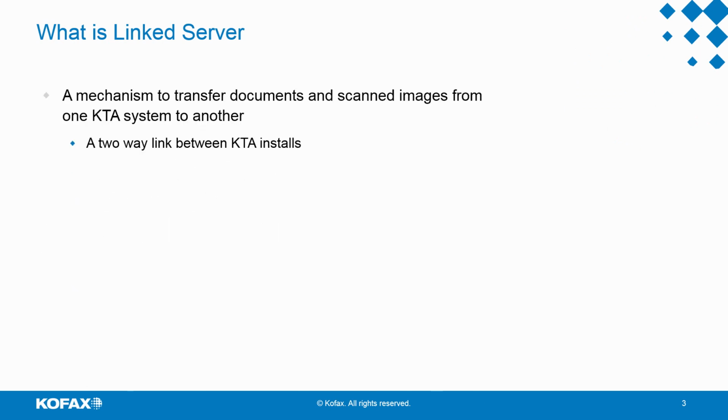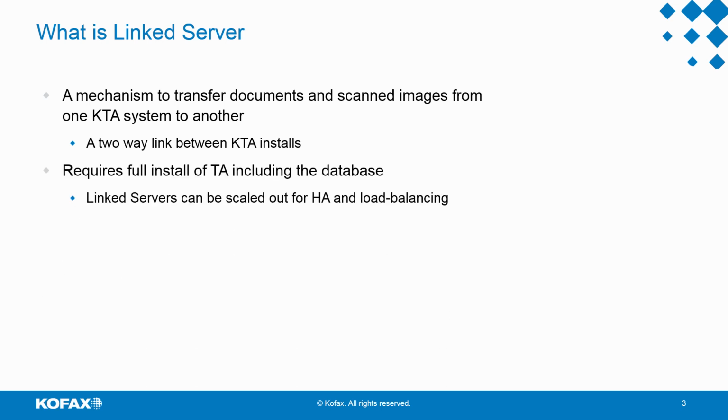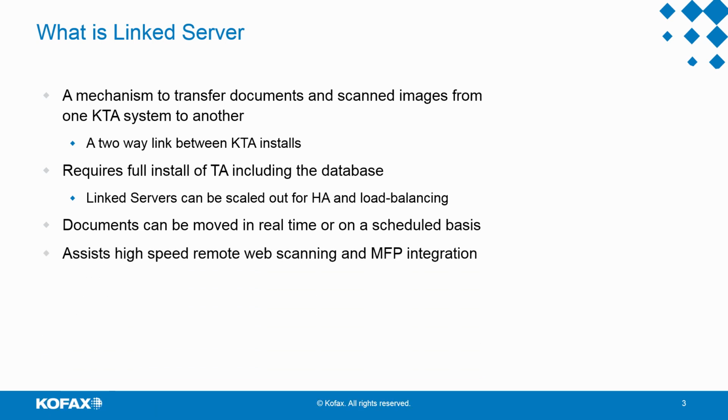Simply put, a link server is a mechanism to transfer documents and scanned images from one KTA system to another. So it creates a two-way link between two physical KTA installs. In order to deploy link server, it requires that you have a full install at each of your remote sites and your central sites, and this includes the database. But like everything in Total Agility, link server can be scaled out to be highly available and also accommodate load balancing. Link server allows documents to be moved in either real time or on a scheduled basis from one system to the other. And it's also going to assist in high speed remote web scanning and MFP integration.